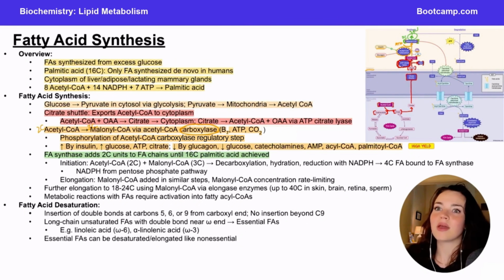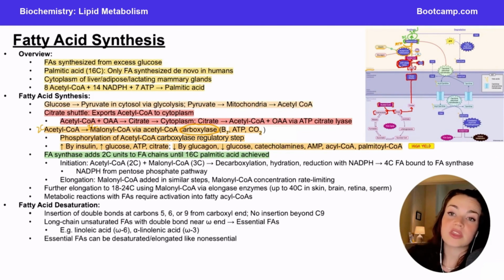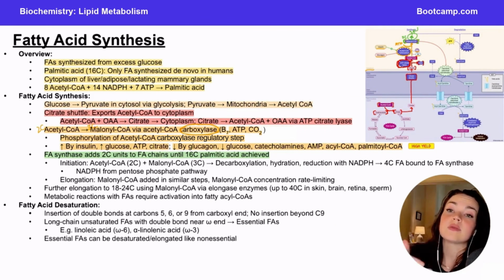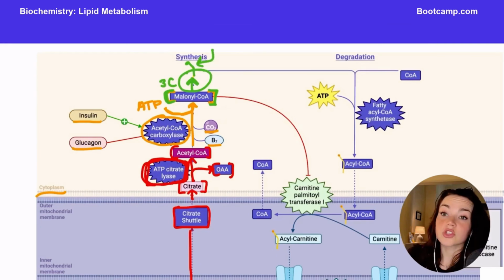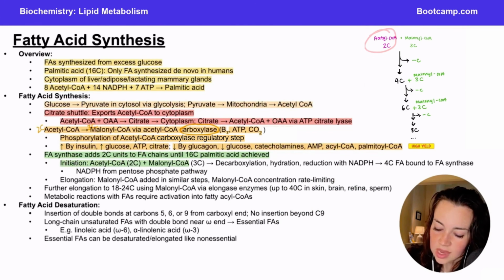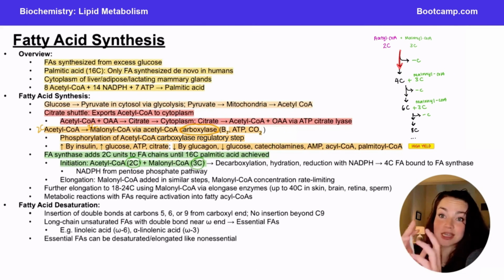So this should be striking a parallel to you with beta oxidation, where in beta oxidation we were cleaving off 2 carbon units with each cycle. Now we have the anabolic equivalent of that, where we're going to be adding on 2 carbon units to the chain with each cycle. So to start this chain, we're going to take this malonyl CoA and we're going to combine it with acetyl CoA. Acetyl CoA is 2 carbons, malonyl CoA is 3 carbons. So we're going to take our 2 carbons and our 3 carbons and we're going to smash them together, basically.